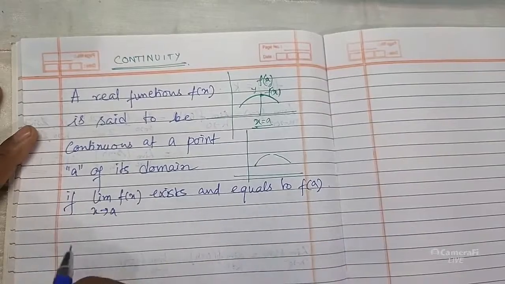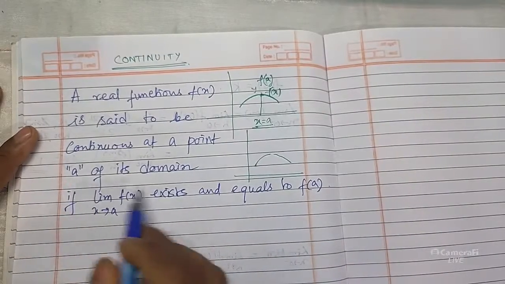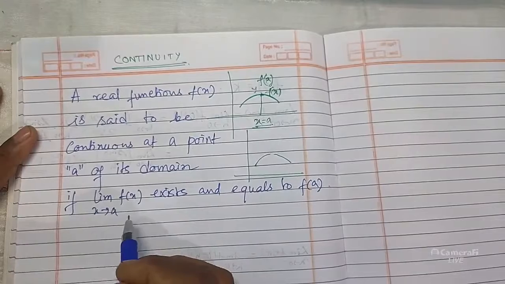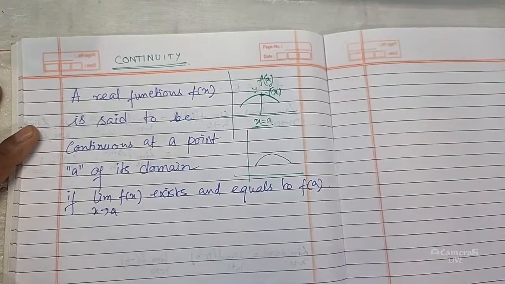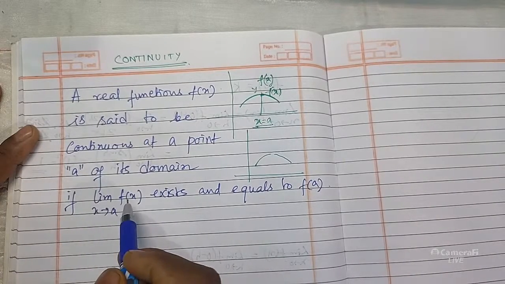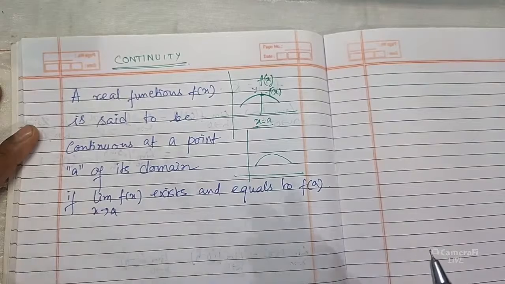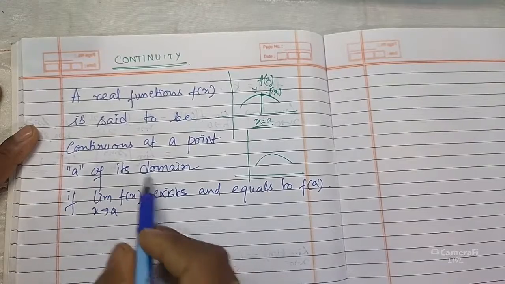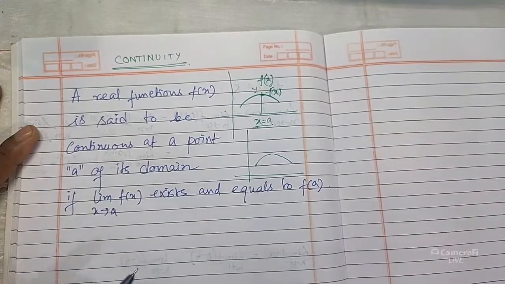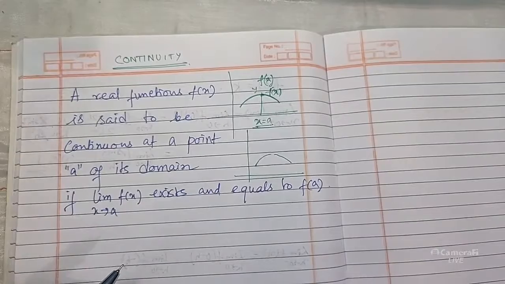Now what does it mean? The limit as x tends to a of f(x) exists. When can we say that the limiting value exists? In 11th standard we have learned this also, that if the left hand limit and right hand limit are both equal, then the limit exists. And if that value is equal to the function value, then we can say that the function is continuous.